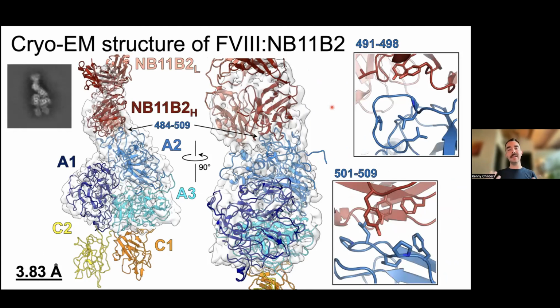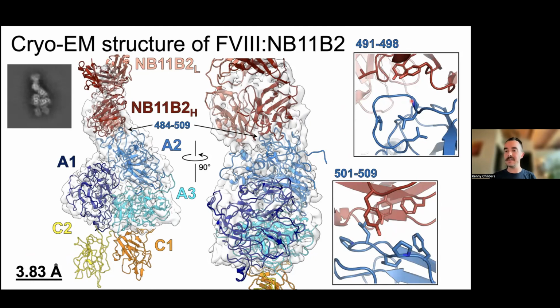We complexed the NB11B2 with factor VIII, and we were able to get a decent data set from this protein complex. What you're looking at here is a locally refined map of the structure down to about 3.8 angstroms. We were able to dock this antibody in and model it. And it turns out we were able to further confirm where this antibody is binding and refine those residues that are interacting. Predominantly, while the previous structure utilized an electrostatic interaction, here we're looking at more hydrophobic interaction.